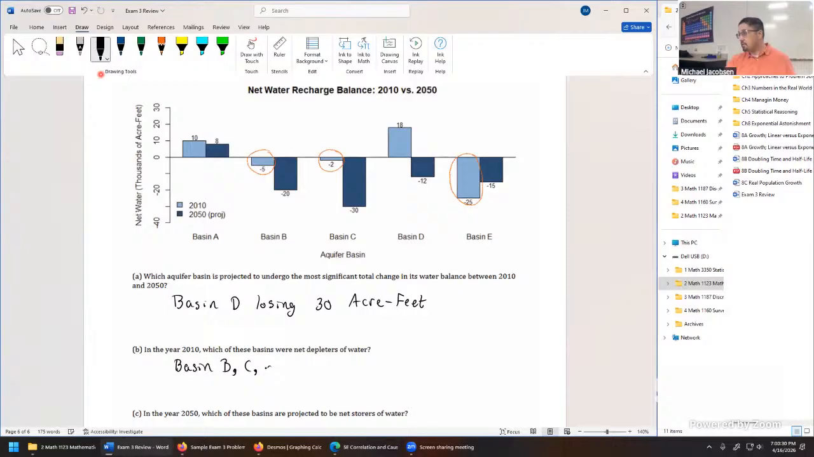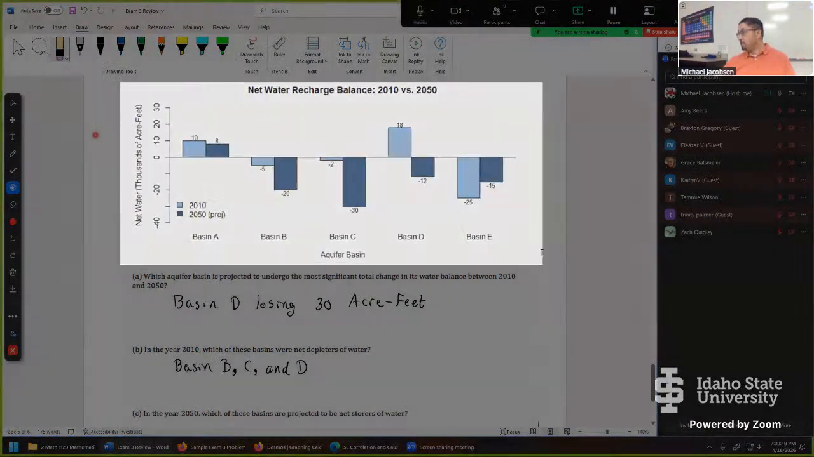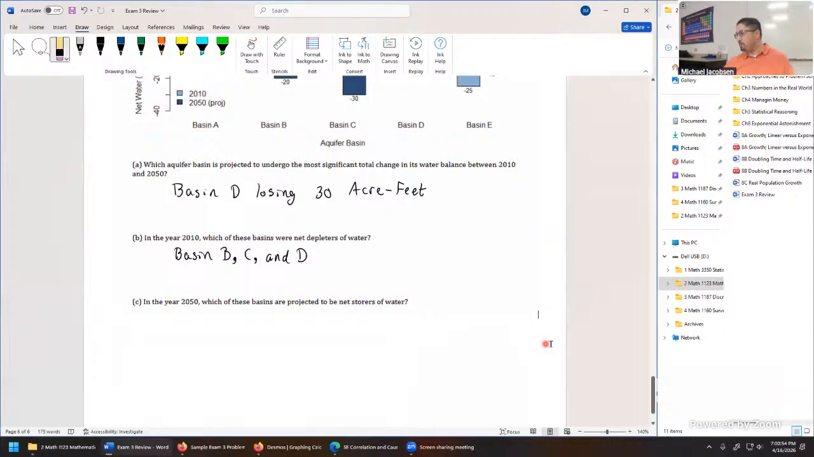C, and D. These are the only net depleters amongst the 5. Well, any questions, folks, on either of these so far? I think I'm going to have to carry this down. Let me put this down on this next screenshot here.